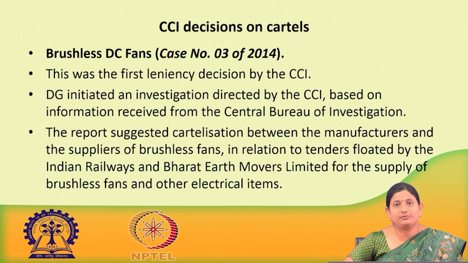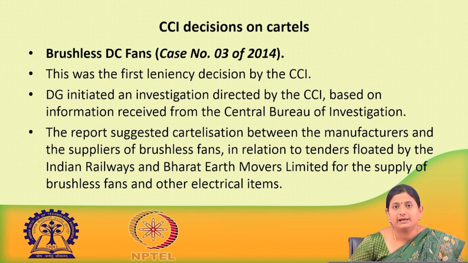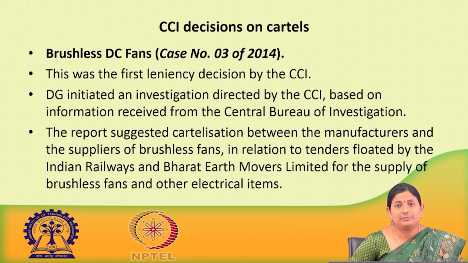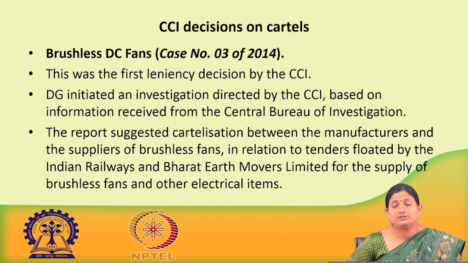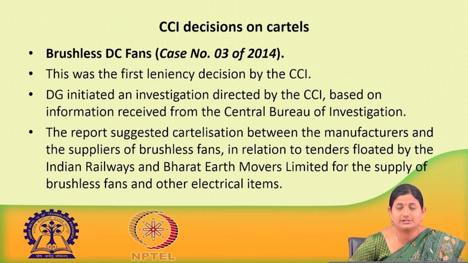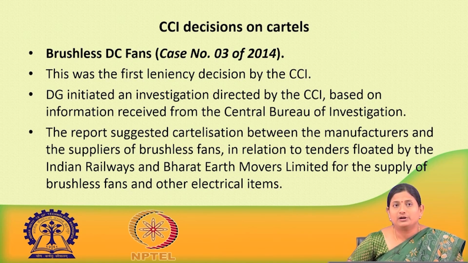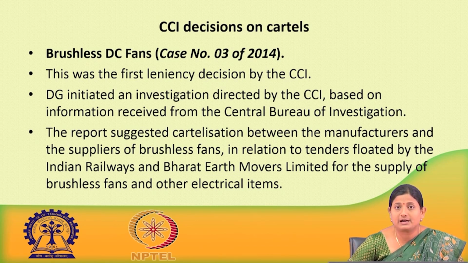Before that, just a few more things. So far there have been only 5 decisions on which the leniency provisions have been applied. 5 cases are there. The first one to get a leniency decision by the Competition Commission of India is the brushless DC fan case in 2014, where the Director General initiated the investigation on input from the CBI. As per this report, it suggested a cartelization between the manufacturers and suppliers of brushless fans in relation to the tenders floated by the Indian Railways and Bharat Earth Movers Limited for the supply of brushless fans and other electrical items.